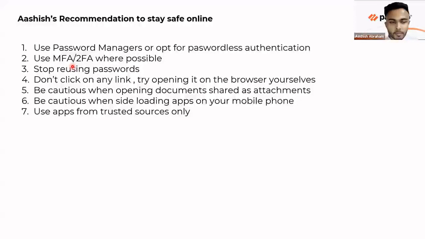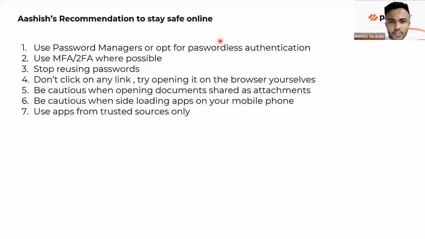Then try to keep the password strong. Then don't reuse your passwords. That's known. Right, so stop reusing your password.